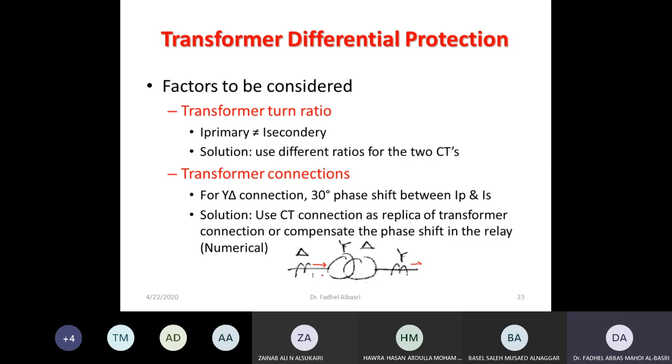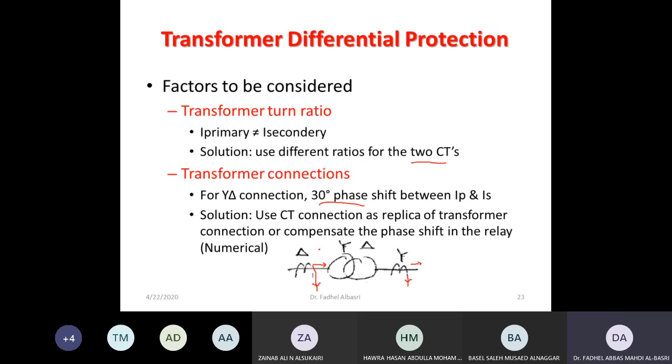I have to take a CT ratio that eliminates this difference, such that the secondary currents are equal to each other, although the primary currents are not the same. So I'll use different CT ratios. This is a solution. Now, a second problem is that if I have a star-delta or delta-star transformer, the primary current is not in phase with the secondary. For a star-delta or delta-star, I have a 30-degree phase shift between the primary and secondary currents.